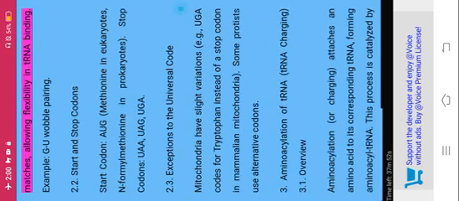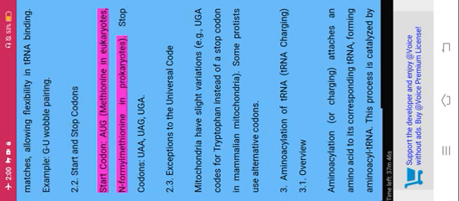Wobble hypothesis. The third base of a codon can tolerate mismatches, allowing flexibility in tRNA binding. Example, GU wobble pairing. 2.2. Start and stop codons. Start codon, AUG, methionine in eukaryotes, N-formylmethionine in prokaryotes.